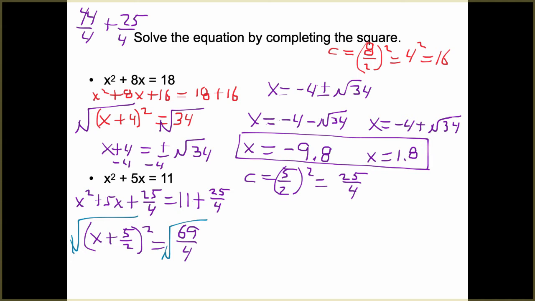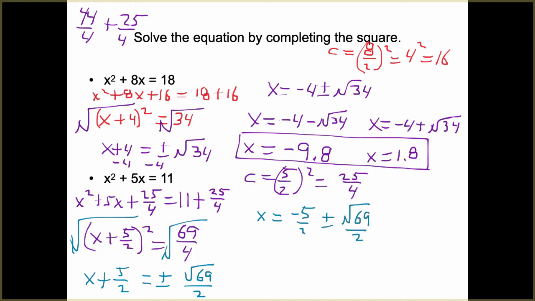And when we do this, we get x plus 5 halves equals plus or minus... Remember that the radical can be broken across the division bar. The square root of 69 is not a perfect square, so we have the square root of 69. The square root of 4, though, is 2. So we can change it to plus or minus the square root of 69 over 2. We are then going to move our 5 halves over. We're going to subtract it from both sides. We get x equals negative 5 halves plus or minus the square root of 69 over 2.